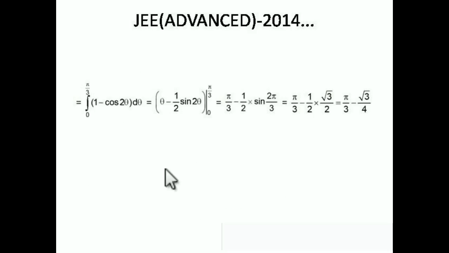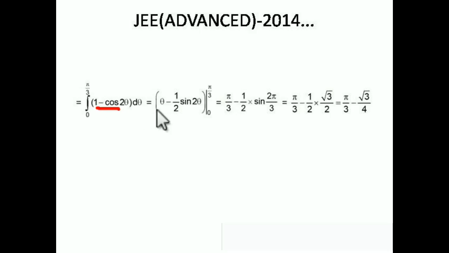Now to integrate 2 times 0 to pi by 3 sine square theta d theta, sine square theta, how are we going to integrate that? Just apply the simple formula, 1 minus cos of double angle by 2. That means 1 minus cos 2 theta by 2. That 2 and this 2 get cancelled out, so we are left with 1 minus cos 2 theta. So we have to integrate 0 to pi by 3, 1 minus cos 2 theta d theta.